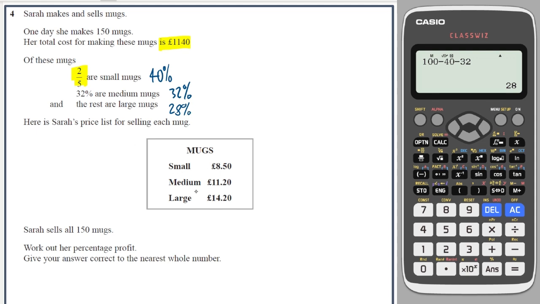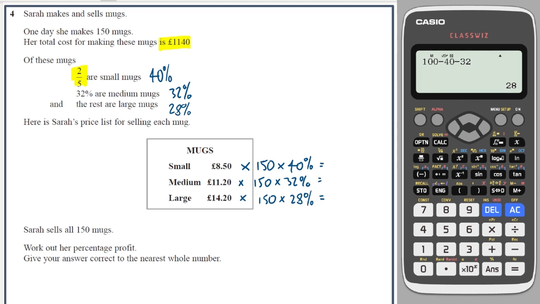And this is how much she sells them for, and she sells all 150 mugs. So, in terms of the small ones, that's how much she costs, and she sells 150 of which she sells 40%. The medium, of the 150 she sells 32%, and of the large, of the 150 she sells 28%. Okay, so let's work out each of these values.